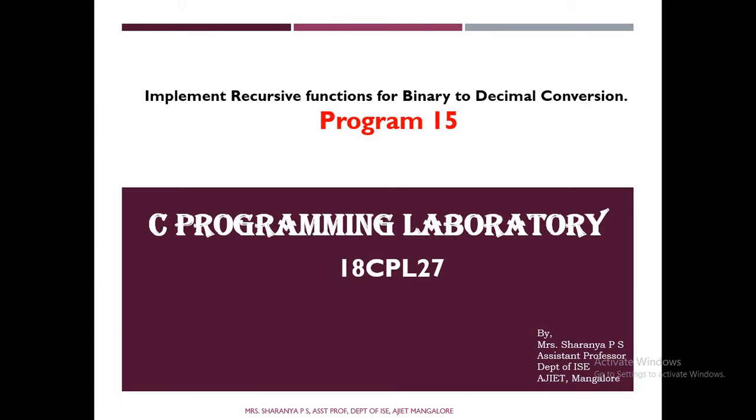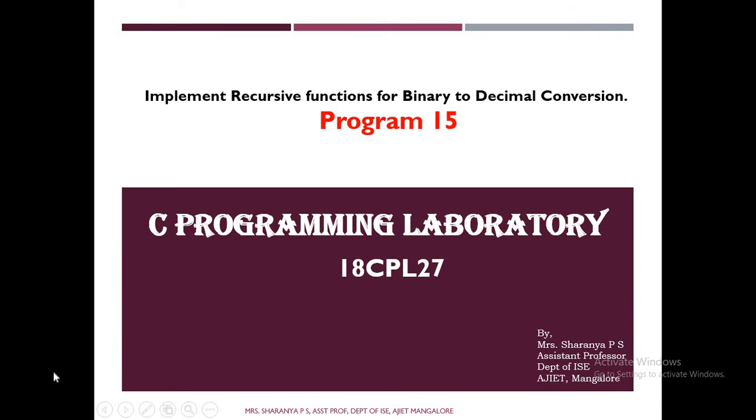What is the main objective of the program? First, we need to write a program which will convert a given binary number to the corresponding decimal number. Second, we have to write the program using a recursive function. The input for this program is a binary number. The output for the program will be a decimal number.